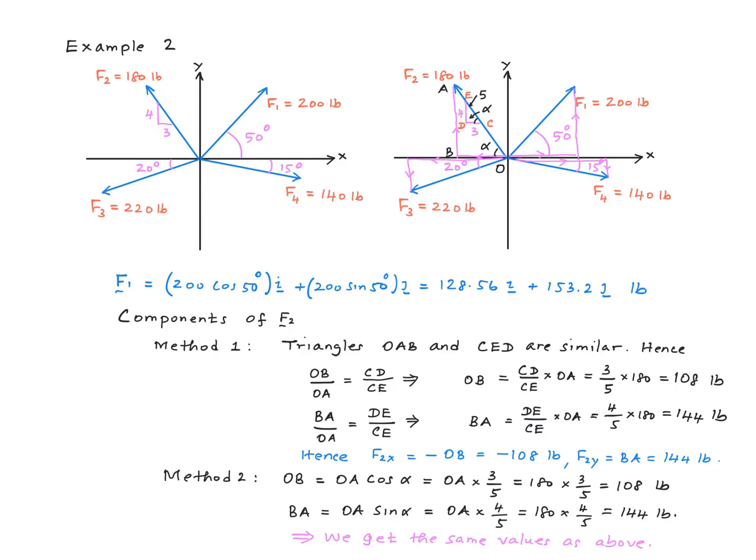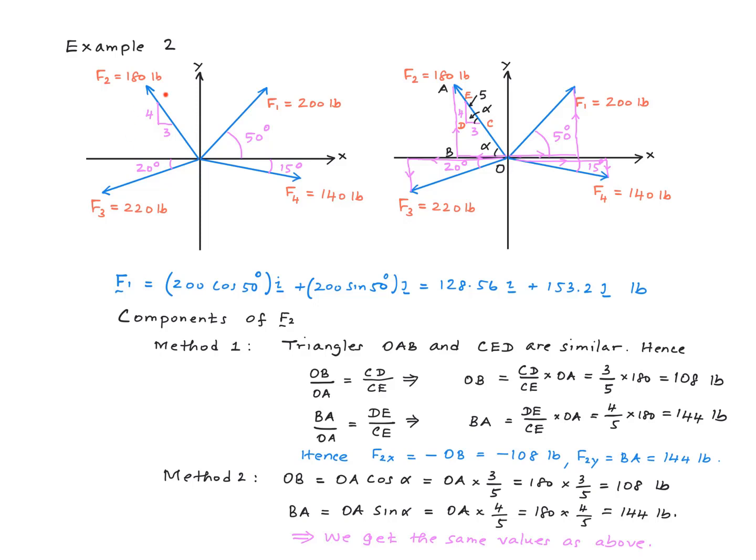Anyway, writing it this way, you rearrange this equation to express OB. So OB becomes equal to CD over CE times OA, where CD is 3, CE is 5, all right? OA is 180. So now you simplify that, you get 180 pounds out of that.